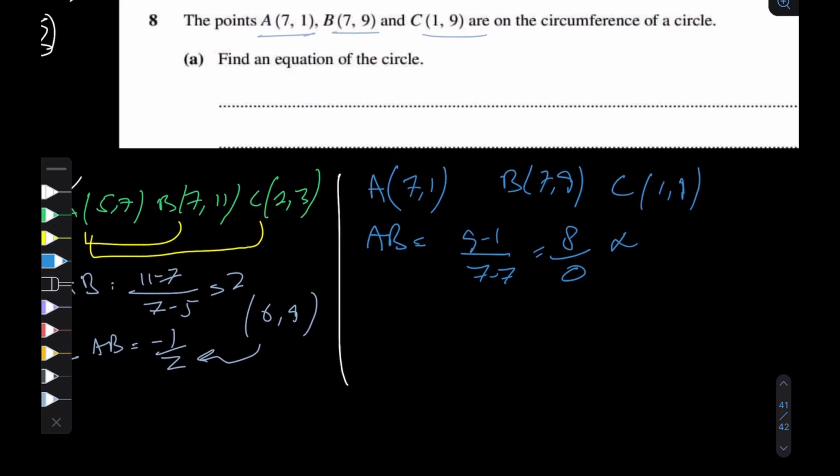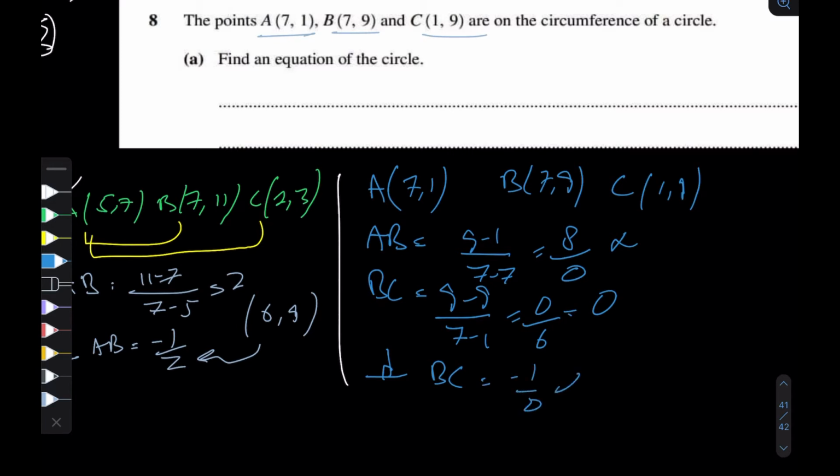And if you do BC, then this would be 9 minus 9 over 7 minus 1, which is 0 over 6. Well, this would be equal to 0, but when you're trying to find the perpendicular of BC, this would be minus 1 over 0, which is again something that you cannot calculate. The only gradient that you can calculate here is perhaps AC, right? But you cannot do anything with just one equation of a line. And this is what would happen if you just blindly follow the procedure.